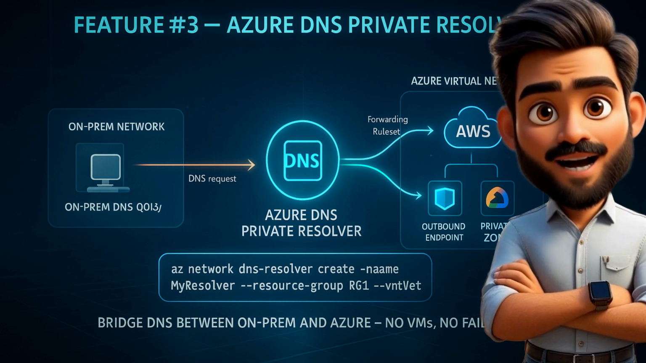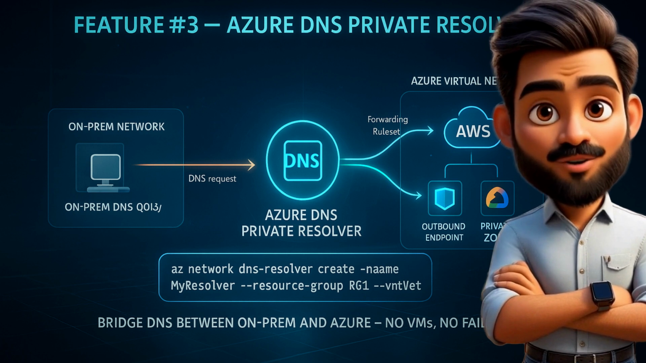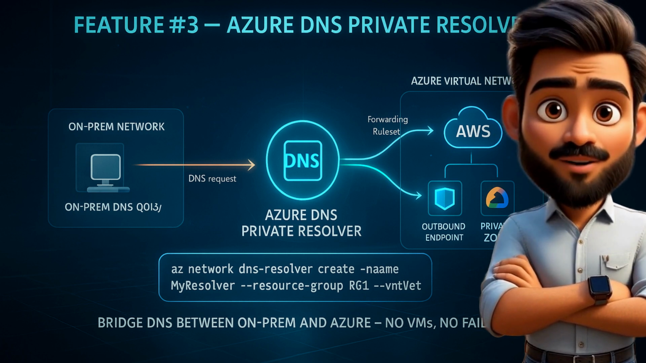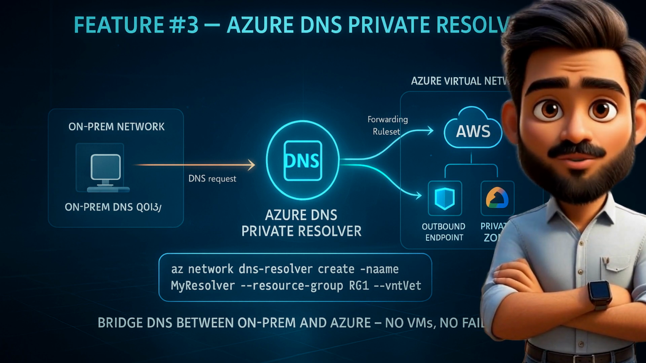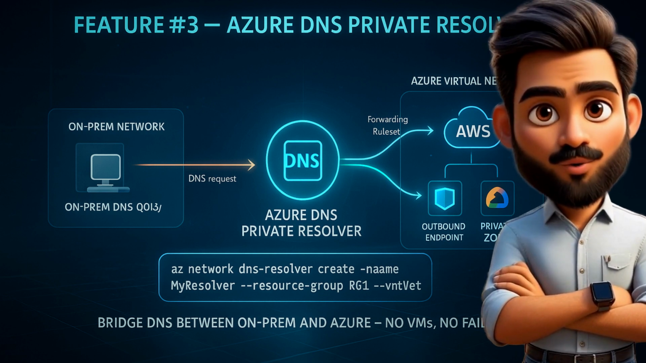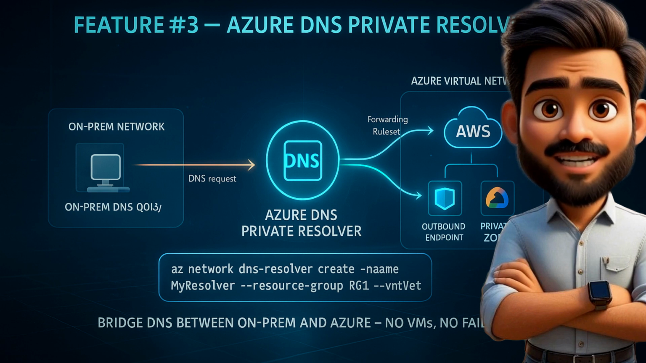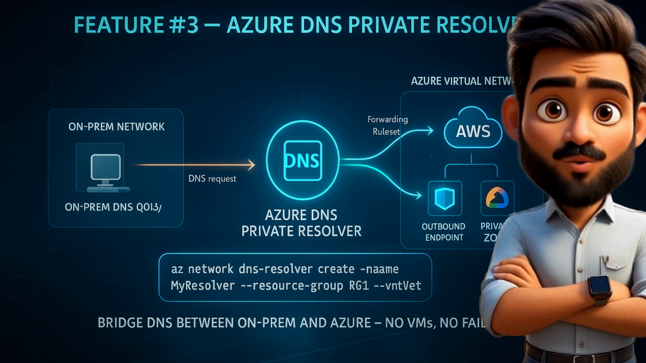Feature number 3, Azure DNS Private Resolver. Remove headaches of VM-based DNS servers. It's fully managed, high availability, and bridges DNS resolution between Azure and on-prem without custom VMs. You deploy inbound plus outbound endpoints, set forwarding rule sets, and link VNets. No more patching DNS VMs or failing over your own resolver.